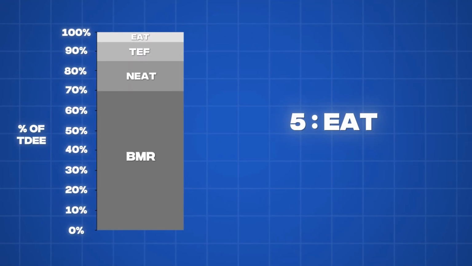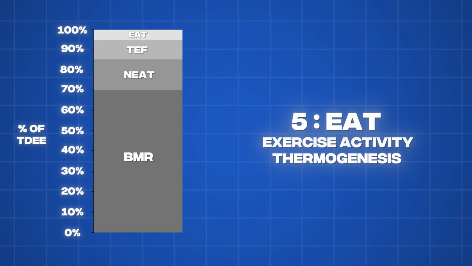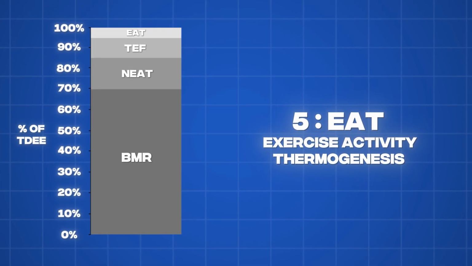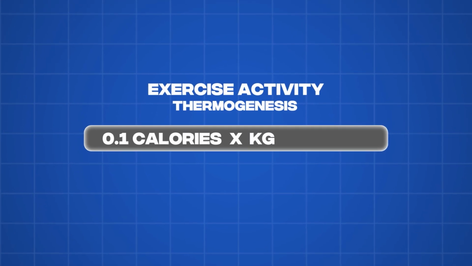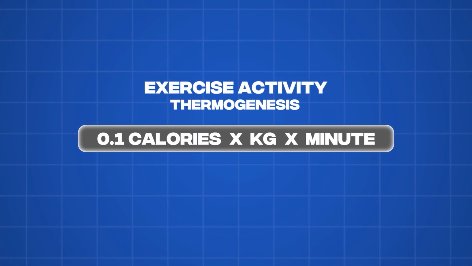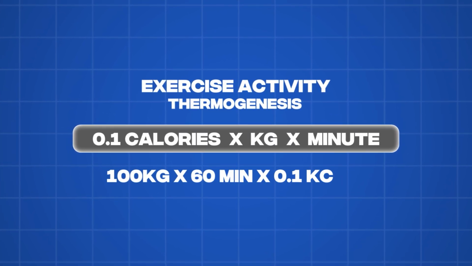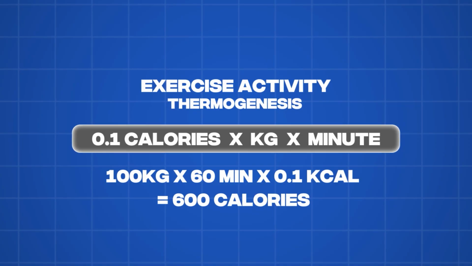The last one is going to be EAT. This is your exercise activity thermogenesis. I know you guys are waiting for this one. This is everyone's favorite one. On average, for strength training sessions, because most people watching this video are probably into strength training, you're going to burn about 0.1 calories per kilogram per minute that you exercise. So if you're 100 kilograms, you're going to burn about 600 calories in an hour-long session.